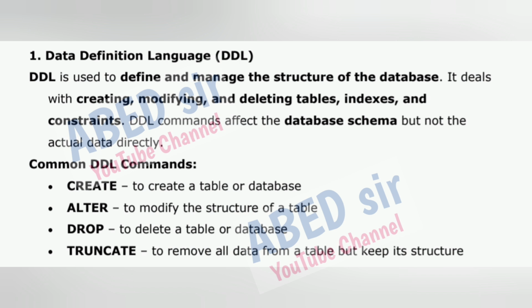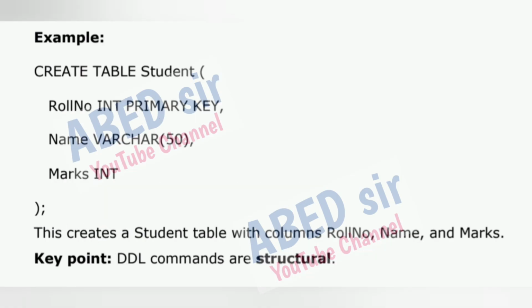Alter, to modify the structure of a table. Drop, to delete a table or database. Truncate, to remove all data from a table but keep its structure. Example. Create table student, roll no int primary key, name varchar 50, marks int. This creates a student table with columns roll no, name, and marks.